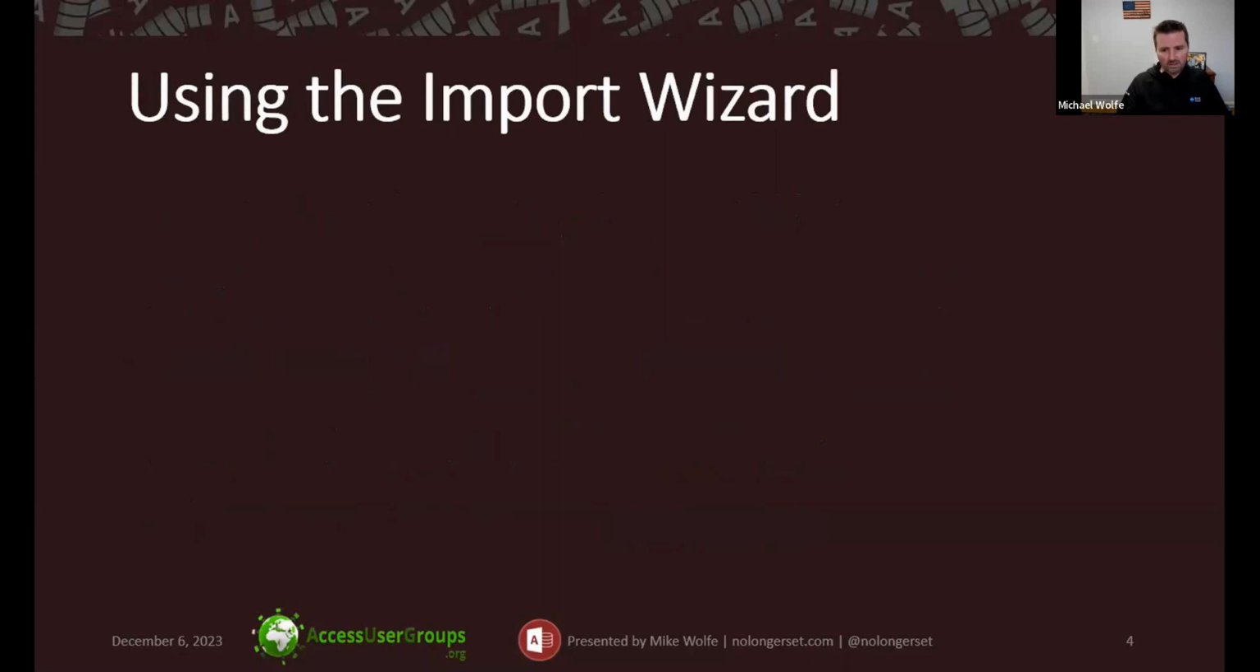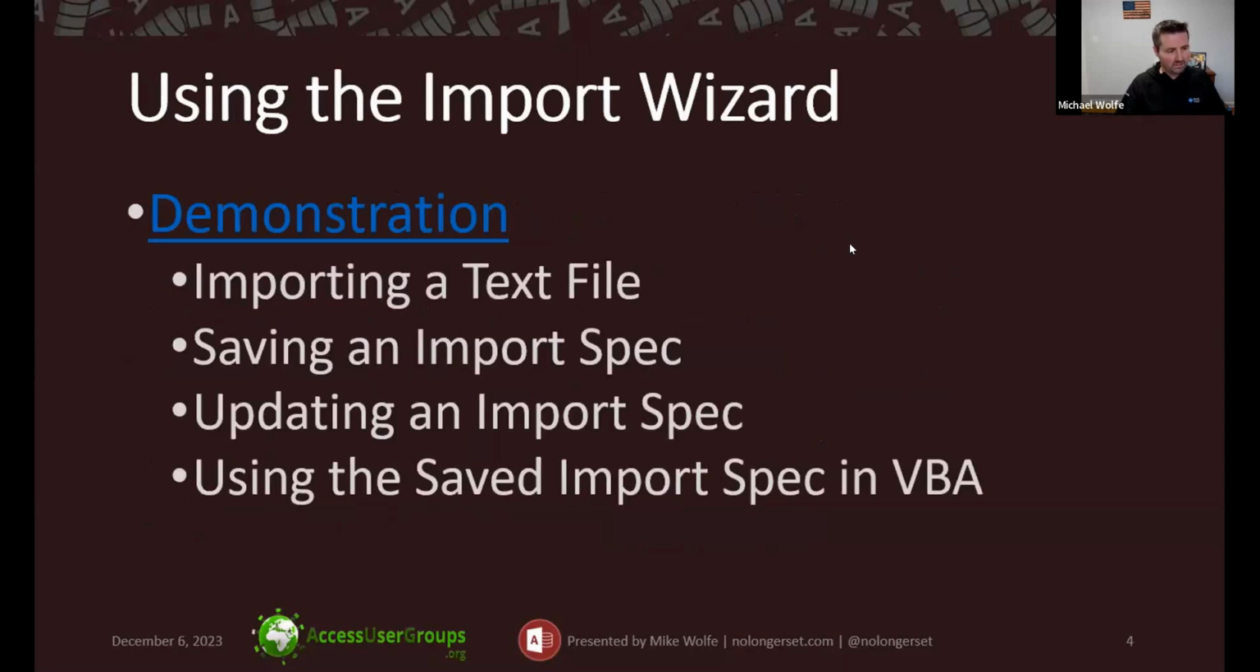Okay, so using the import wizard. We're just going to start with a demonstration. These are some of the things that we're going to cover as part of this demonstration. We're going to go through importing a text file, saving an import specification, updating that import specification, because that's where the thing really breaks down, and then just briefly how to use the saved import spec in VBA.